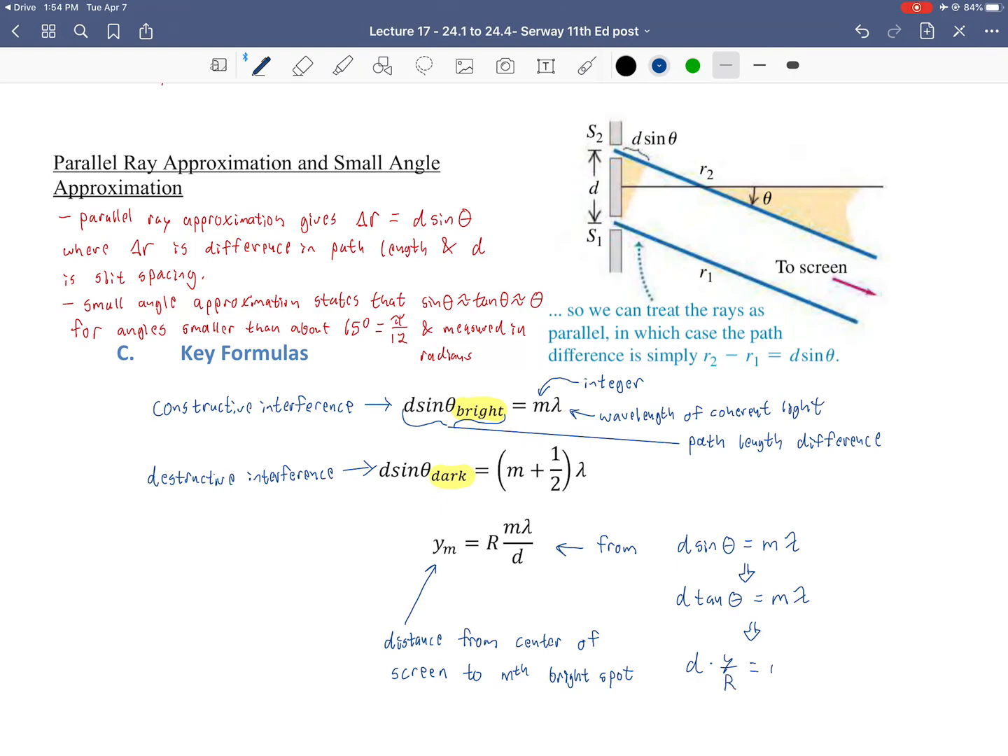So then it just becomes d times y over r equals m lambda. If we solve for y, we get this formula right here. That is the distance, or the spacing, from the central spot to the mth bright spot. If we wanted the similar formula for the distance from the central maxima to the mth dark spot, we'd simply replace m with m plus 1/2. We could also talk about the distance between any two bright spots by measuring each from the center and subtracting the two distances. You can see there's a trend there if you do that.